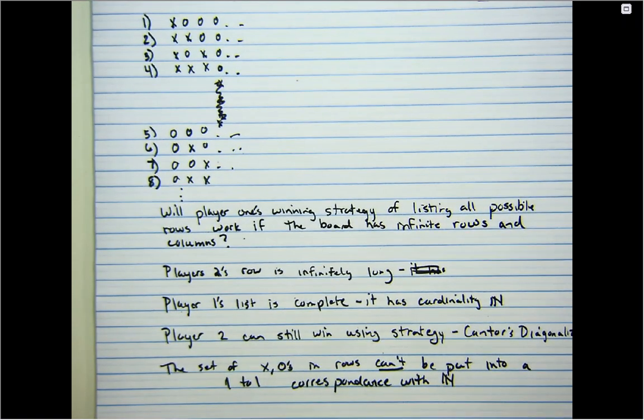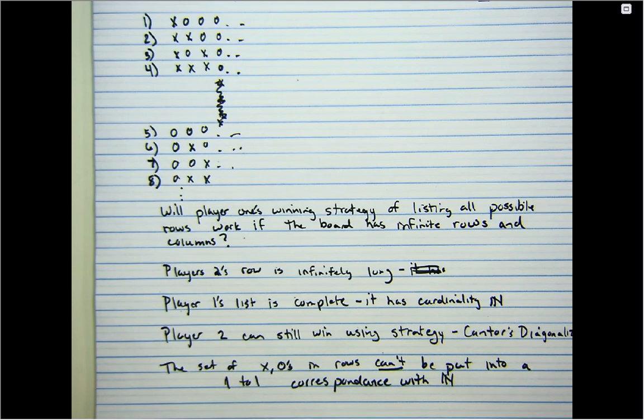I'll just give you a minute to write that down. The set of X's and O's in rows can't be put into a one-to-one correspondence with N. Because we just said, suppose player one could do that. Well, player two found a row of X's and O's that's not on that list. No matter what player one comes up with as their set of rows of X's and O's, player two comes up with a row of X's and O's that is not on that list.